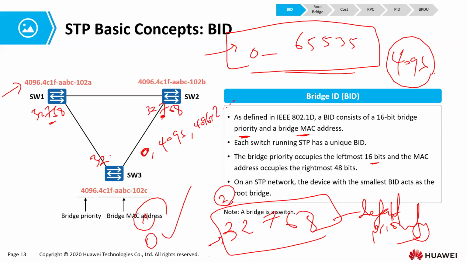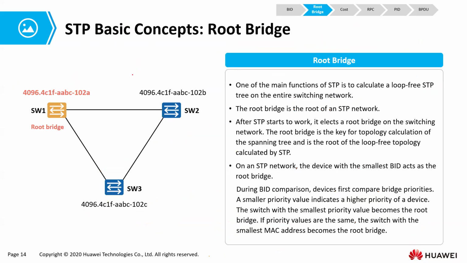So let's say this is also 32,768. From the MAC address, we have 4096, 4C1F, the same, AABC, then 102ABC. This is the lowest MAC address we have. Therefore, that switch becomes the root bridge. It's just an election process. So basically, that's it with the BID. The BID is an identifier of a device, of a switch in an STP network. From there, we use the BID to choose the root bridge.